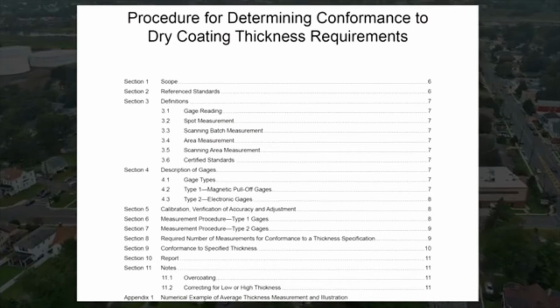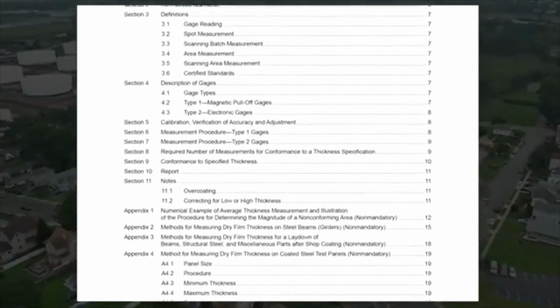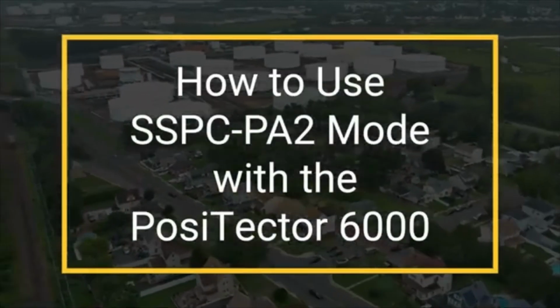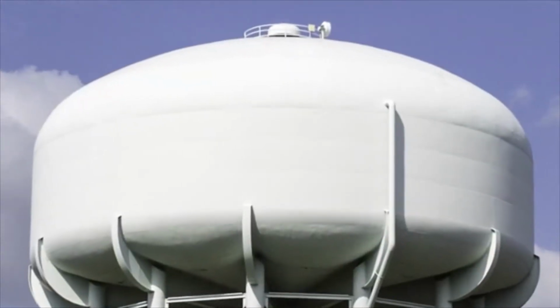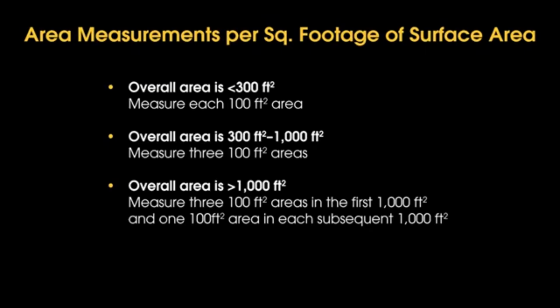Be sure to fully read and understand the SSPC-PA2 document prior to inspection. Begin by dividing the inspection area into 100 square foot areas. Depending on the size of the area, some or all of the 100 square foot areas are measured.